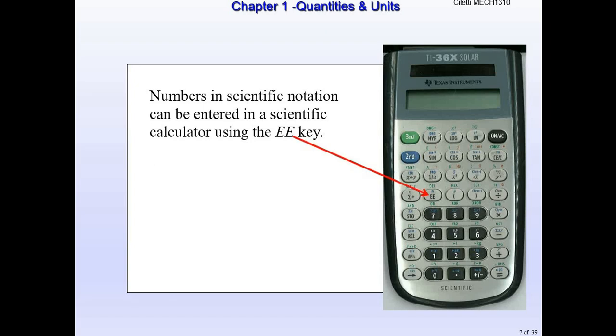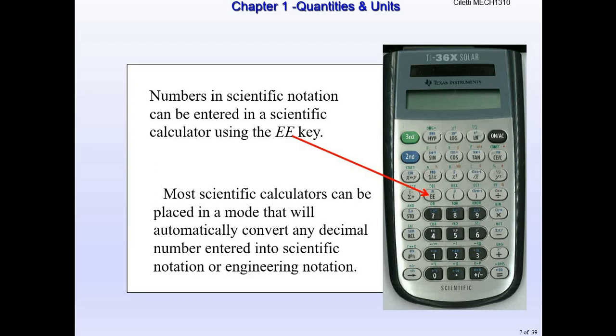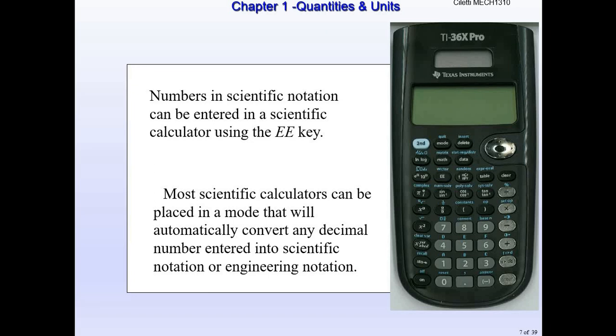On the generic, old school ones, it's going to be right there, but that EE replaces the times 10. So once again, if I had 4 times 10 to the 6th, I could just write 4, hit the EE button, 6. Or in my calculator, I could write 4 times 10 to the power of 6 as well. Either way, whatever is comfortable for you. Graphing calculators work the same way. You just have to look on your calculator faceplate, see where it is, and see how to input it.